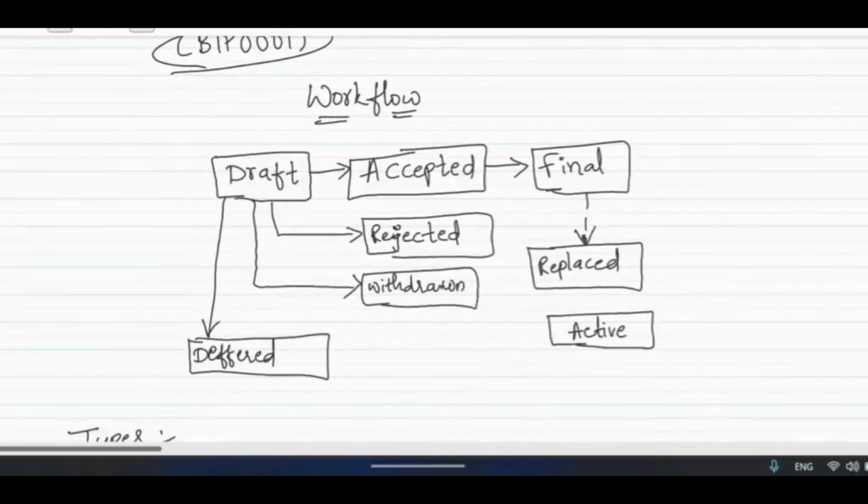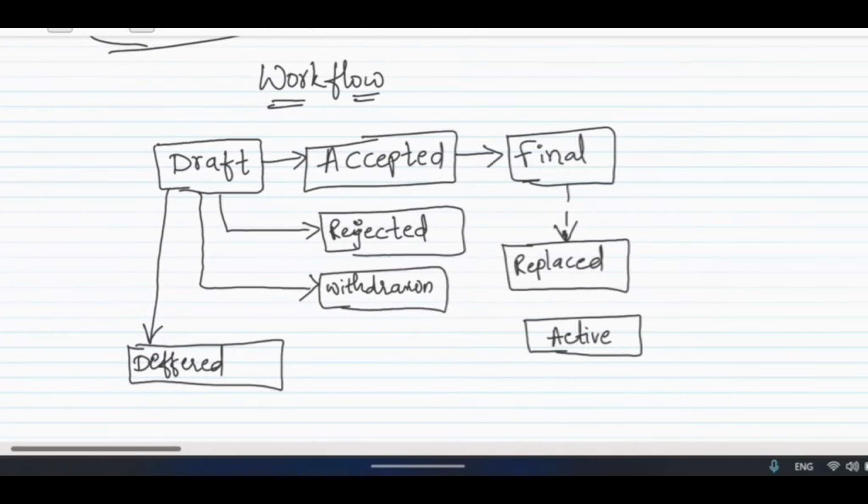And next, I will explain how the workflow happens in BIP. Let us discuss the workflow. Coming to the workflow, it has draft, accepted, final, rejected, withdrawn, replaced, active, and deferred stages.